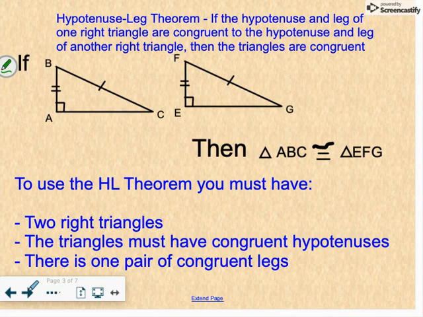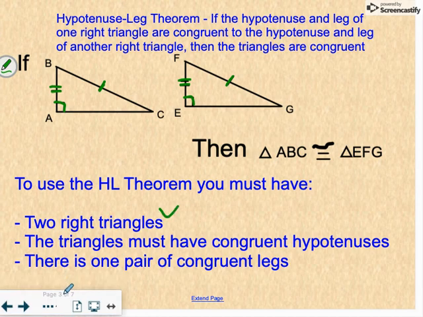So now hypotenuse leg, and feel free to pause this if you need to because I'm going to go fairly quickly. Hypotenuse leg is that you have the hypotenuse and a leg that are congruent as well as a right angle. Right? So we have two right triangles that must have congruent hypotenuses and they must have one pair of congruent legs. So again, if you want to write that theorem down, please pause it as I'm going to move forward.